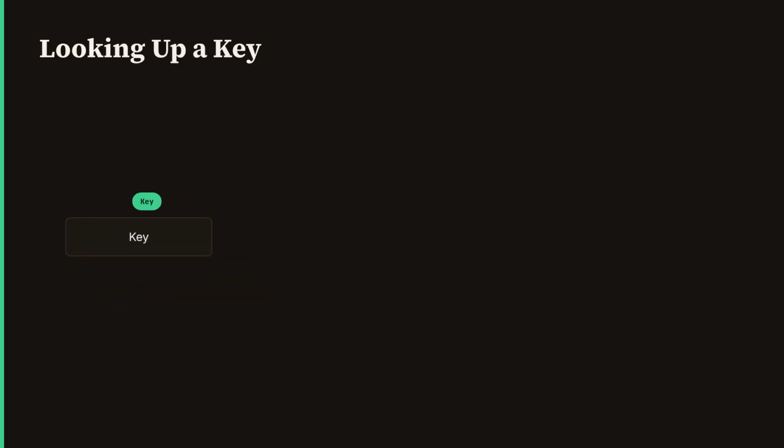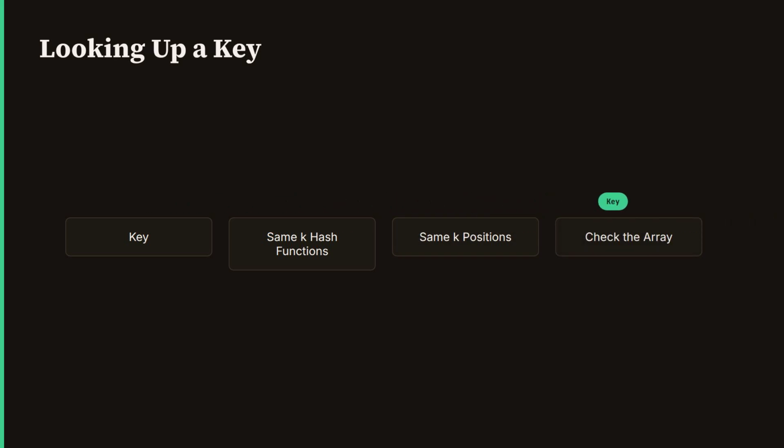Lookup runs the identical k hash functions on the key you are asking about. Same key, same math, so you get the exact same k positions back that you would have gotten at insert time. Now you check those positions in the array. And here is where the two guarantees split apart.